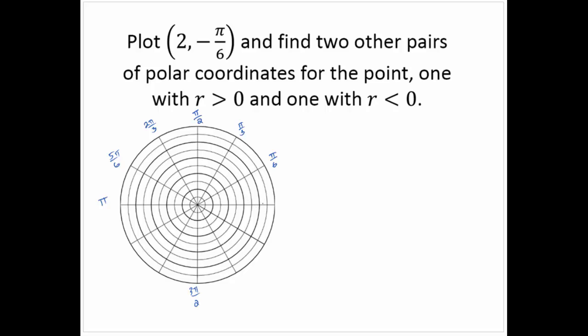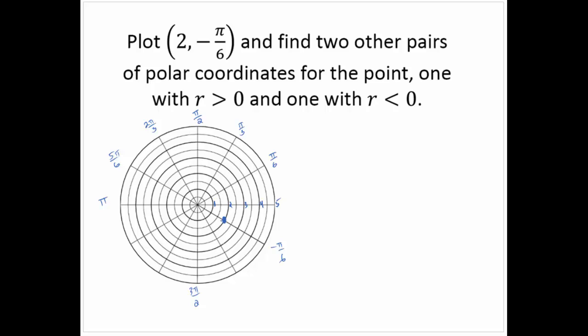And so then this would be the counterclockwise direction. So measuring this angle measures pi over 6. But since we're asked to plot the point (2, negative pi over 6), from our polar axis we would want to go the clockwise direction. And so this is the ray negative pi over 6. Let's put in a little bit of scale here. I'll say that the second circle is radius 1, then radius 2, radius 3, radius 4, to radius 5. So the point (2, negative pi over 6) would be on the circle with radius 2 at the angle negative pi over 6. So there's the point (2, negative pi over 6).